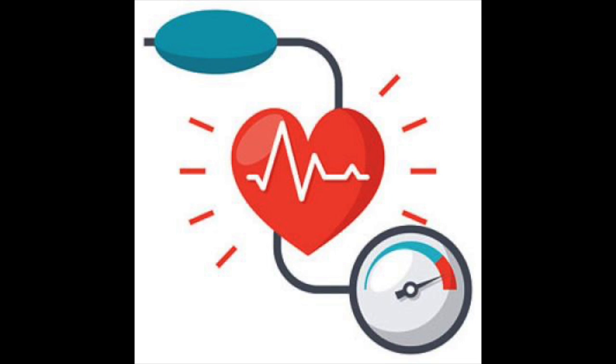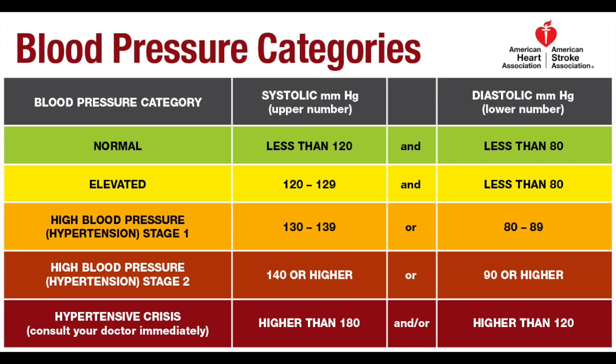These two numbers put together create your blood pressure measurement, the first number being your systolic blood pressure and the second number being your diastolic blood pressure. When a person's systolic blood pressure is above 130 millimeters of mercury, or their diastolic blood pressure is above 80 millimeters of mercury, this is considered high blood pressure or hypertension.